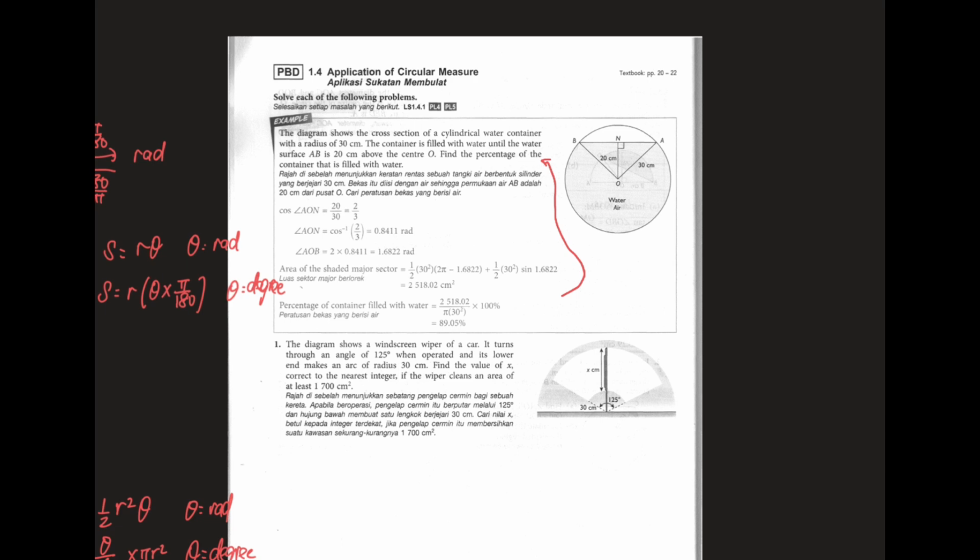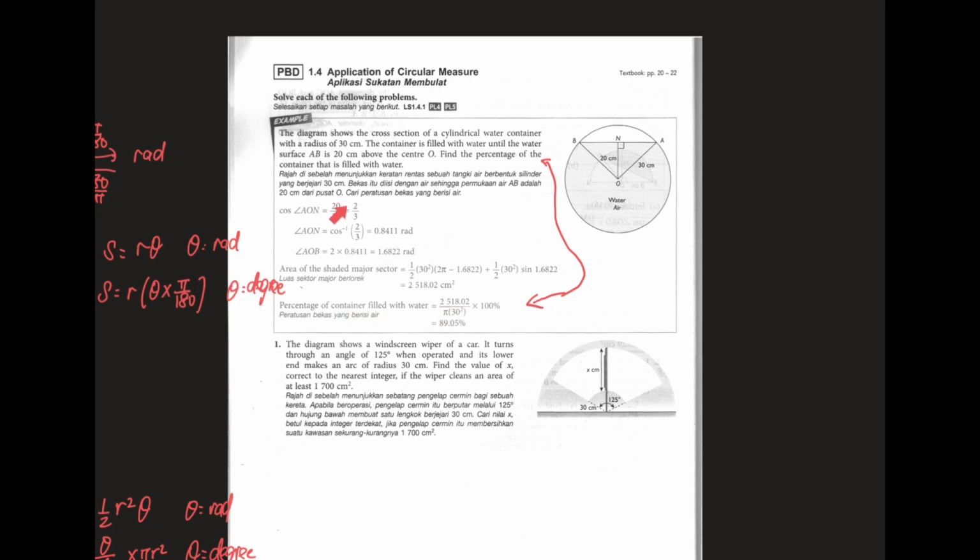Okay, so then you have direction. What we need to do is find the area of the shaded region, divide by the area of the whole circle, then times 100%. So basically this is our general idea: area of the shaded region divided by area of the whole circle times 100%, then you will get the percentage of container filled with water.